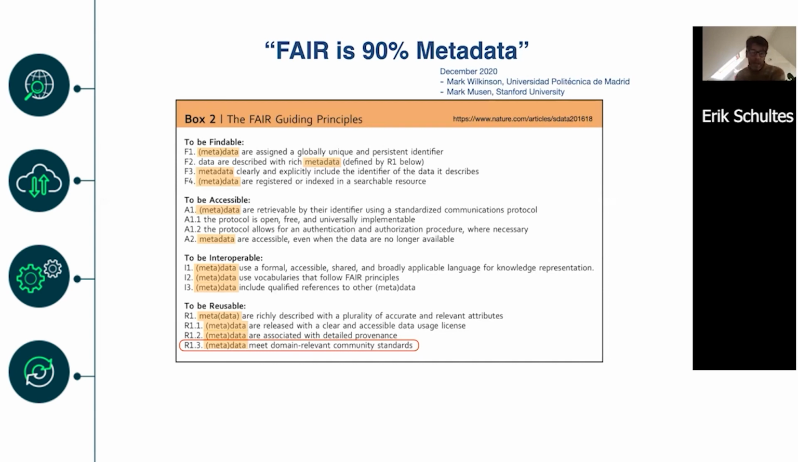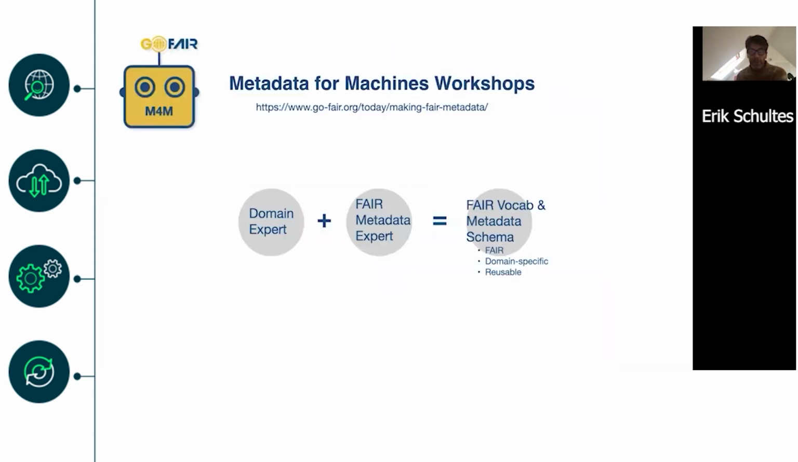I also wanted to highlight principle R1.3, which asks us to focus on domain-relevant community standards for both data and metadata. This is what really inspired us and took us to this idea of metadata for machines workshops. Although domain experts are required to create their domain-relevant community standards, in most domains most experts are probably not experts in metadata, and certainly in most cases not experts in machine-actionable metadata. So the metadata for machines workshop idea was to say, if we want domain experts increasingly to use and create FAIR metadata, then we probably need to team them up with experts in FAIR metadata.